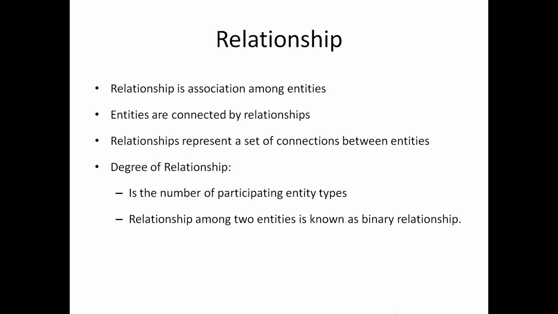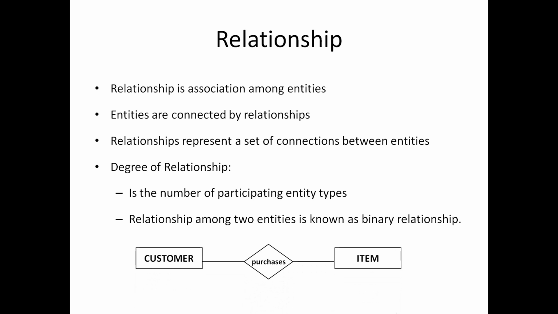So what is a relationship? A relationship is an association among entities. We talked about it in the previous slide, like a student has a relationship with a course. Entities are connected by relationships. So all the entities in your entity relationship diagrams are connected by relationships. This is the third aspect of your entity relationship diagram. A relationship represents a set of connections between entities. So that's the definition of a relationship. The degree of a relationship is the number of participating entity types, and a relationship among two entities is known as a binary relationship.